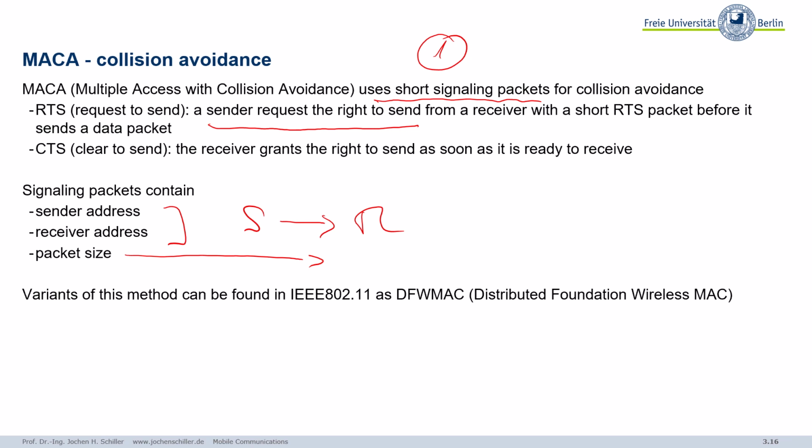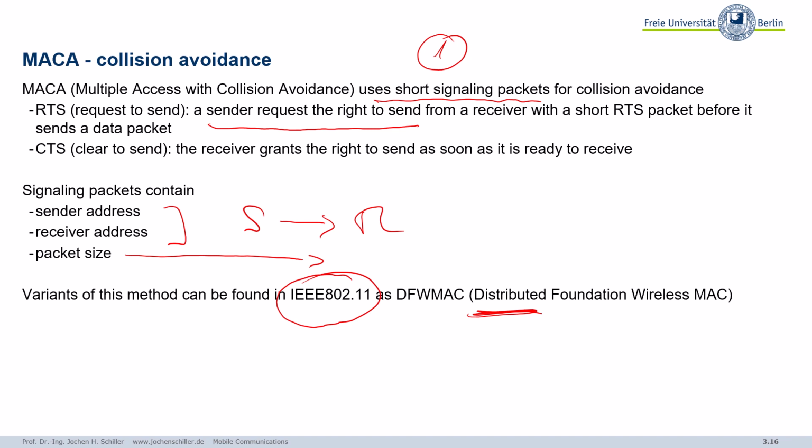And you will find this scheme in the classical standard IEEE 802.11, our wireless LAN, and it's called the distributed foundation wireless MAC. Distributed because wireless LANs do not have a kind of central controller like mobile phone networks. There you have the base station, you will learn this, base station controller, and they control the network. Not for wireless LANs. For wireless LANs, no one actually controls the network in the classical wireless LAN.